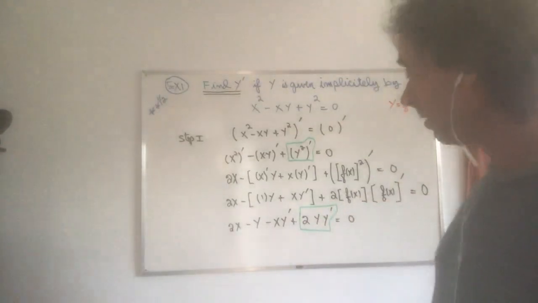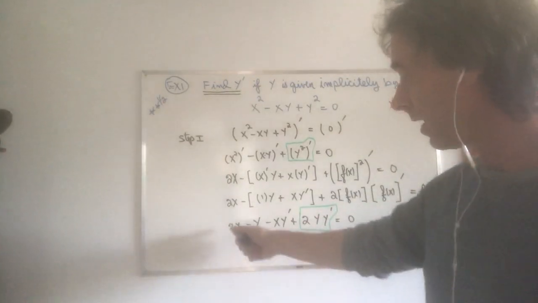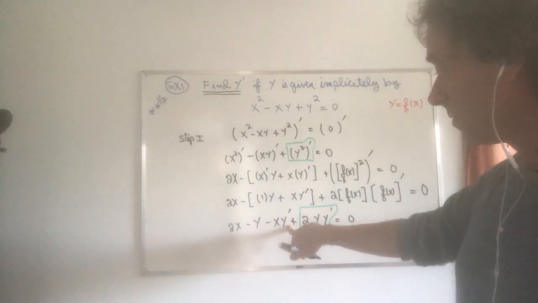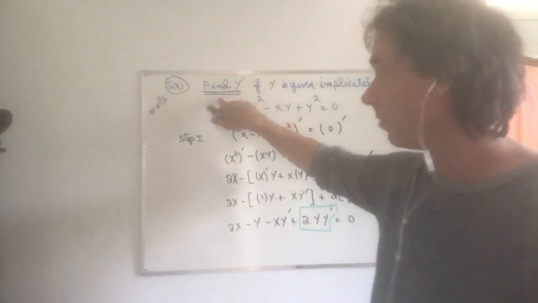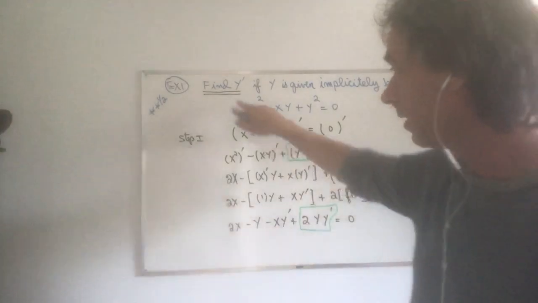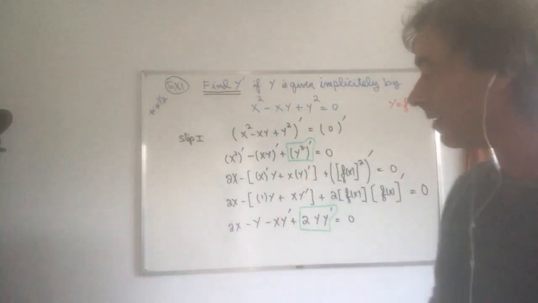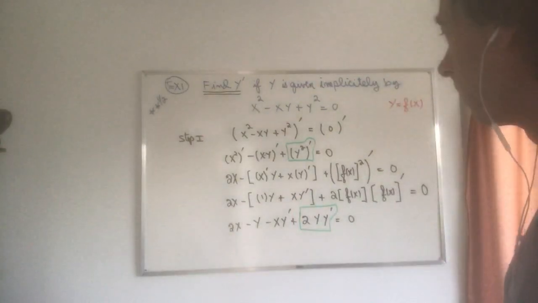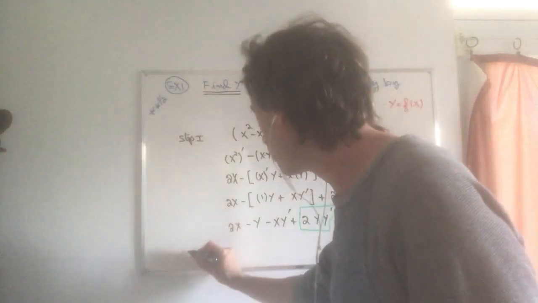Now here we go. Is there any more derivative that I can evaluate in this line? No, because there's a y prime, and y prime is what I'm looking for, and there's another y prime here, so I can't find that. It is what I'm looking for, so step 1 is done. Step 1 is over.